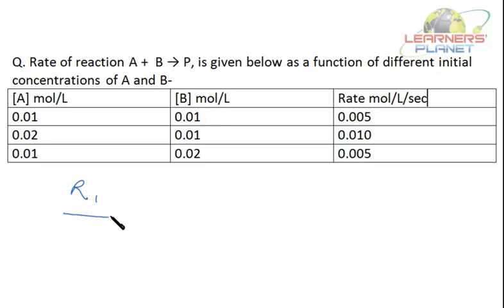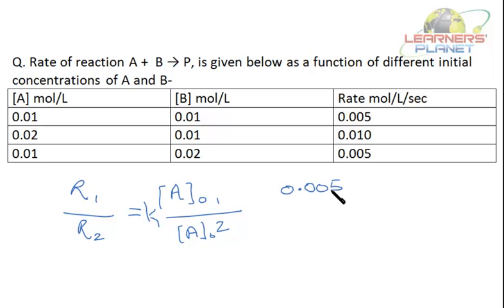The initial rate for the first experiment divided by the initial rate for the second experiment is equal to K times the initial concentration of A for the first experiment and the initial concentration of A for the second experiment, K being the constant. Right? Now here, what is the rate? It is 0.005 divided by the initial rate in the second experiment, which is 0.010, and that is equal to K.